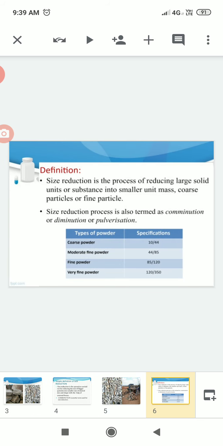This is all the definition. Size reduction is the process of reducing a large solid unit or substance into smaller unit mass, coarse particles or fine particles. This is the simplest definition of size reduction, and it is also known as comminution, diminution or pulverization. These are the types of powder and specifications: coarse powder, moderately fine powder, very fine powder.